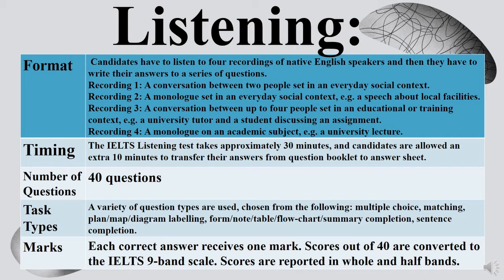Recording 1 consists of a conversation between 2 people set in an everyday social context, while recording 2 consists of a monologue which is set in an everyday social context, which can be a speech about local facilities, etc. Recording 3 consists of a conversation between up to 4 people, which is also set in an educational or training context. For example, that recording can be regarding a university tutor and a student discussing an assignment, while recording 4 consists of a monologue on an academic subject, which can be a university lecture.